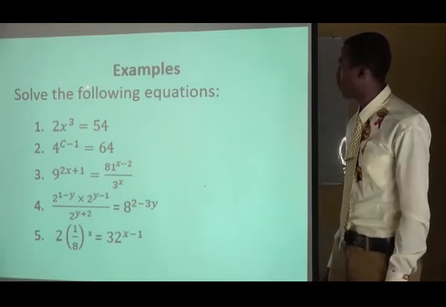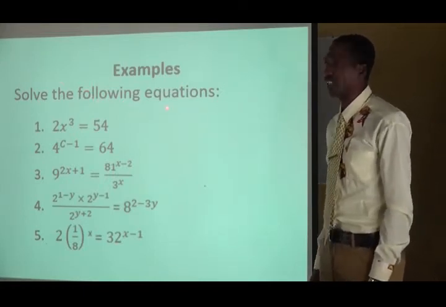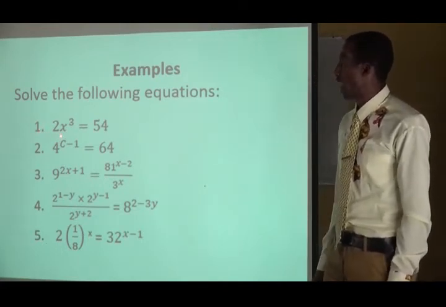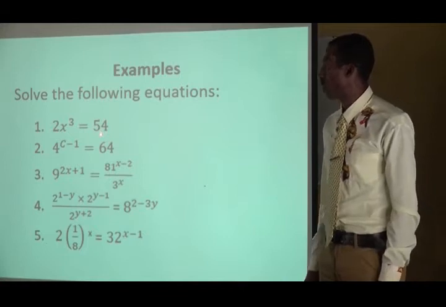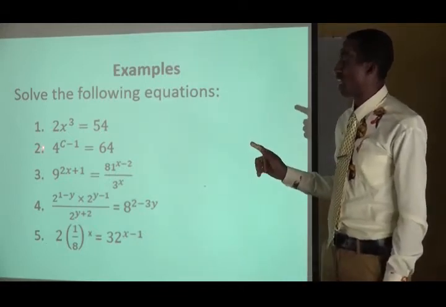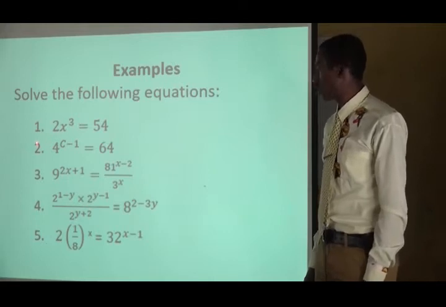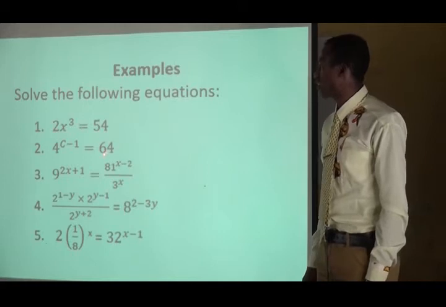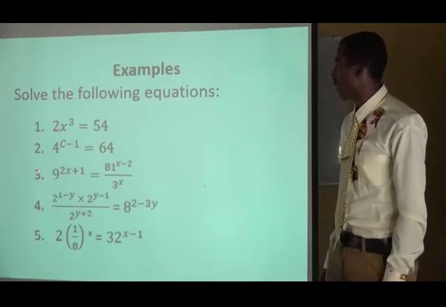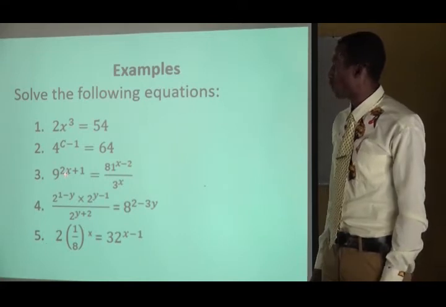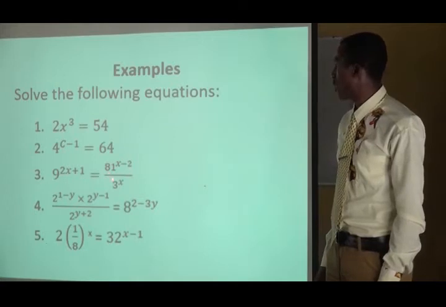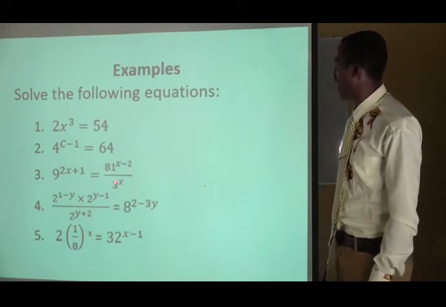Here are the practical examples. Solve the following equations. 1. 2x to the power of 3 equals 54. We are to determine the value of x there because it's an unknown. 2. 4 to the power of c minus 1 equals 64. c here is an unknown. 3. 9 to the power of 2x plus 1 equals 81 to the power of x minus 2 all over 3x. Our x here is an unknown.